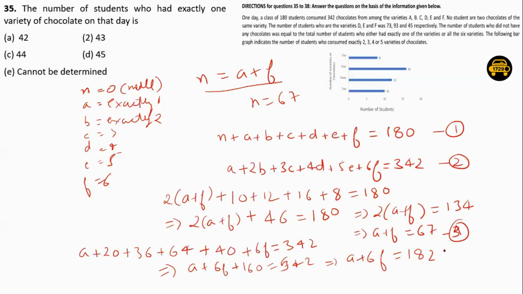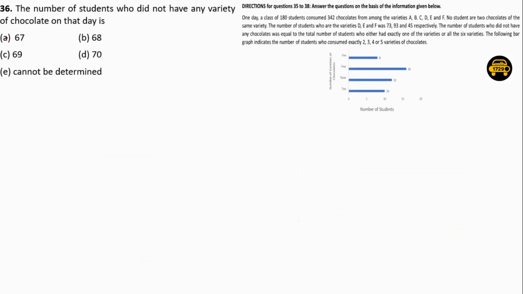Now we can take it as equation 4. Solving equations 3 and 4, we get A plus F is equal to 67 and A plus 6F is equal to 182, and that means 5F will be equal to 115, and that will make F equal to 23, and A will become 44. All right, so we know the value of A and F. So the first question, the number of students who had exactly one variety. One variety is of course A, that is equal to 44. The next question, who did not have any variety, that is the value of N, and it is of course 67.